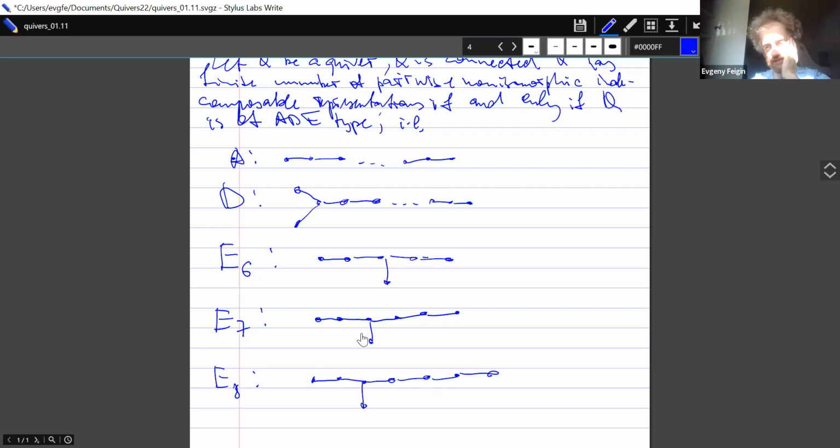Okay, so there are several proofs of the theorem. As I said, this is one of the fundamental results in the quiver representation theory. The proofs are different. There are algebraic proofs and geometric proofs, and they use different tools.